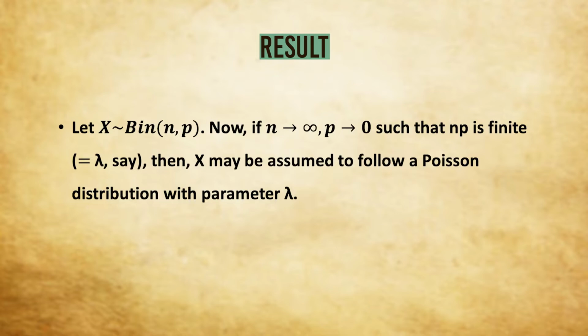I'd like you to recall that a discrete random variable may take up two types of values, either a finite number of values or a countably infinite number of values. In case of binomial distribution, we consider a finite number of values, and in case of Poisson distribution, we consider a countably infinite number of values. There is a very important result that we have to remember. Suppose x follows a binomial distribution with parameters n and p. Now, if n is very large, that is, if n tends to infinity, and p is very small, that is p tends to 0, such that np is finite, suppose this finite value is denoted by lambda, then x may be assumed to follow a Poisson distribution with parameter lambda.